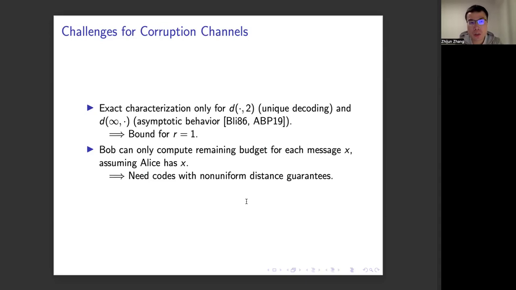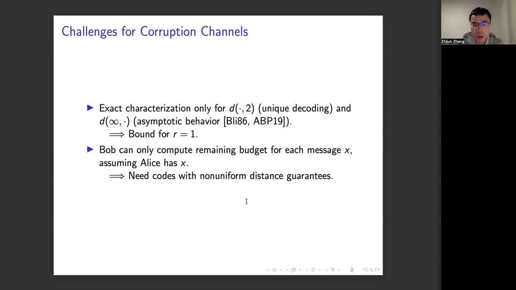And finally, I also want to mention some challenges for the corruption case. So why is it so hard? First of all, we do not have an exact characterization for the value of d of m, k for all values of m and k. What we do know is only the case of k equals 2, which is just unique decoding, which we know quite well. And also from previous works, we know the asymptotic behavior of this d function when m approaches infinity. And using only these 2 results, we can derive an upper bound on the max resilience in the case of r equals 1, but not for r larger than 1.